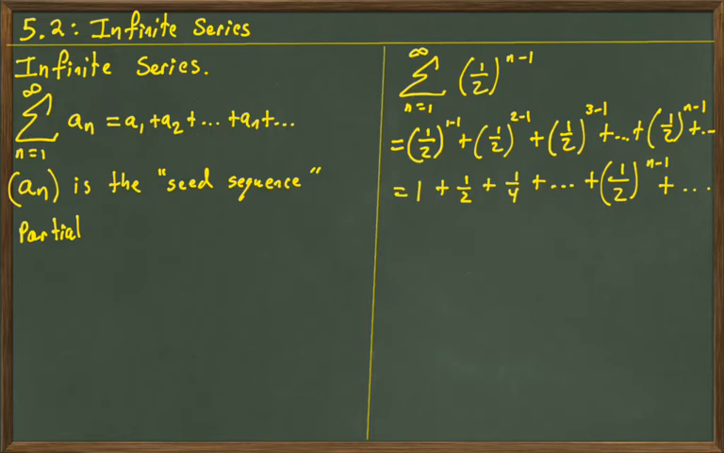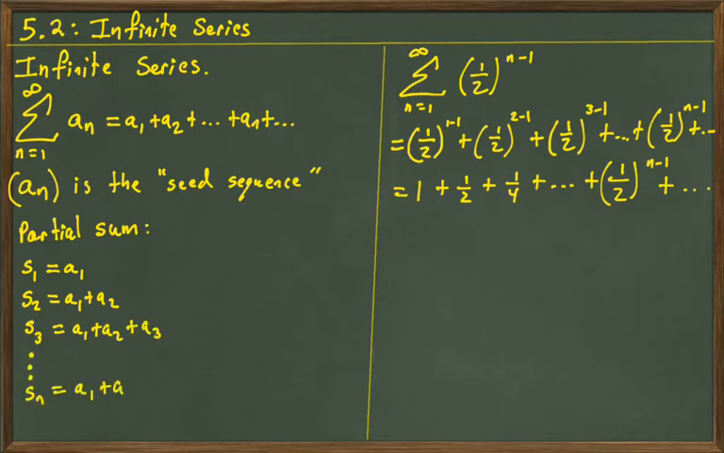To get at what that sum is, we look at what's called the partial sums. The first partial sum is simply the first term. The second partial sum is the sum of the first two terms. The third partial sum is the sum of the first three terms, all the way out to the nth partial sum, which is the sum of the first n terms.